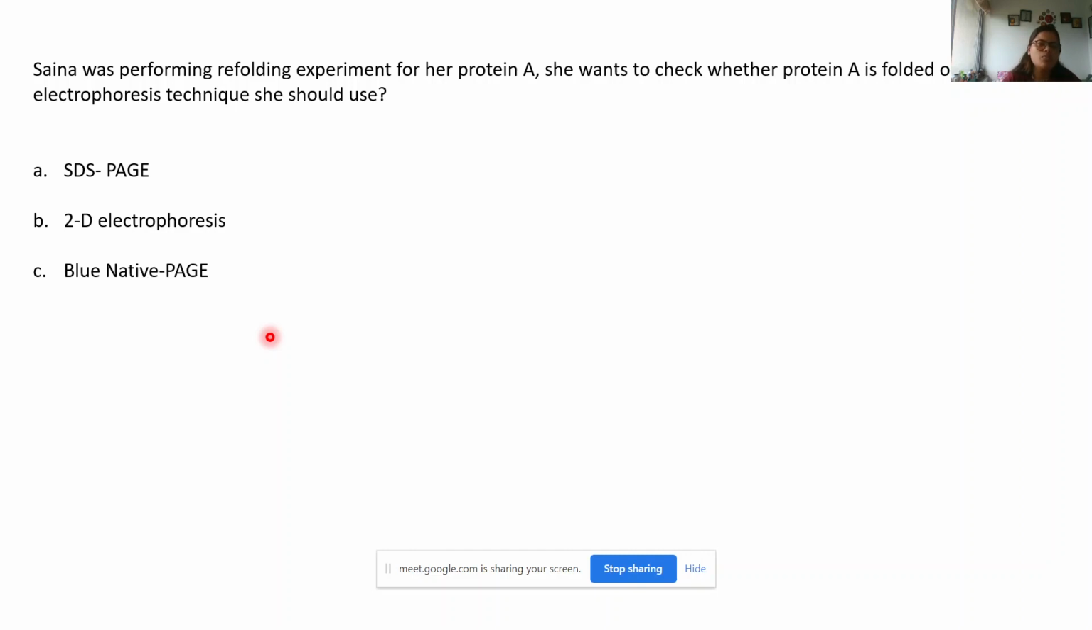So you will get a band at 80, and you will be able to separate the protein based upon its refolded form. That is why blue native PAGE is used in the refolding experiment, to check whether your protein of interest is folded properly or not.